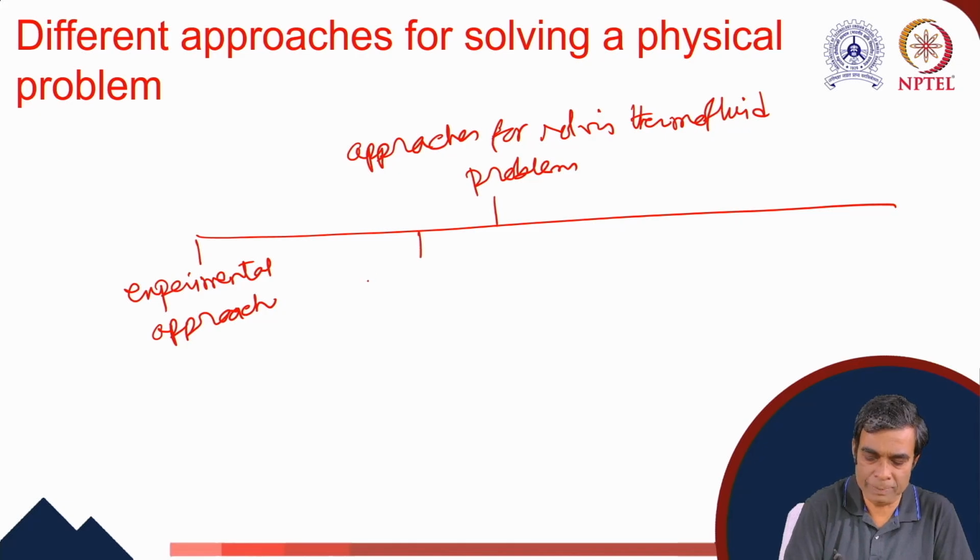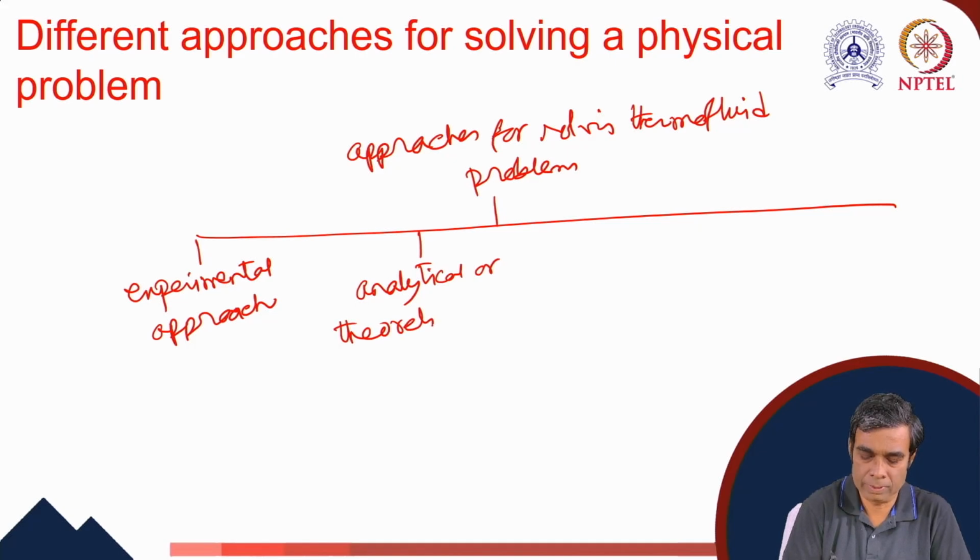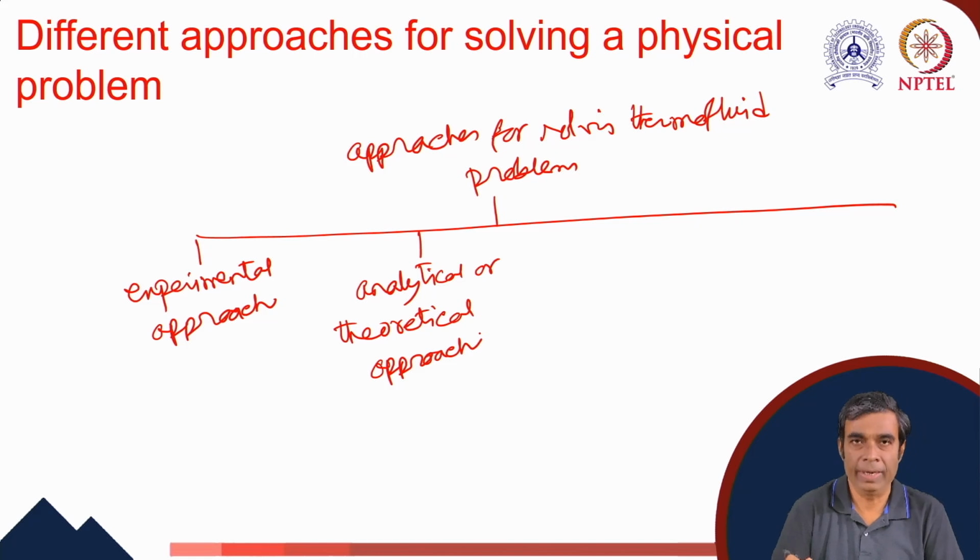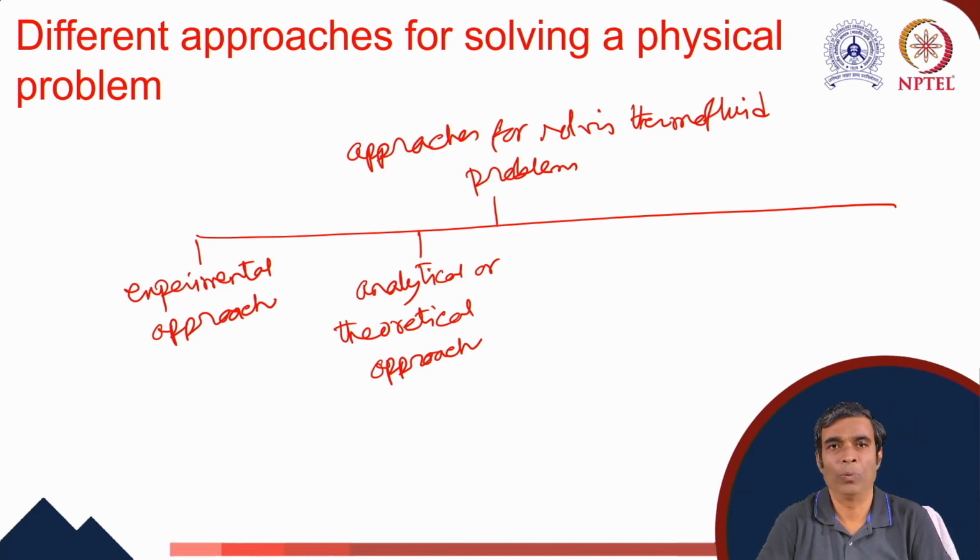So the second approach is the analytical or theoretical approach. In analytical or theoretical approach, we get the best solution. The best solutions mean we get closed form exact solutions, but most of the practical problems in real life are highly complex and nonlinear, and because of that, the analytical approach has been successful for a very limited range of problems. The third one, which is the foundation of current day research, is the numerical approach or the computational approach.